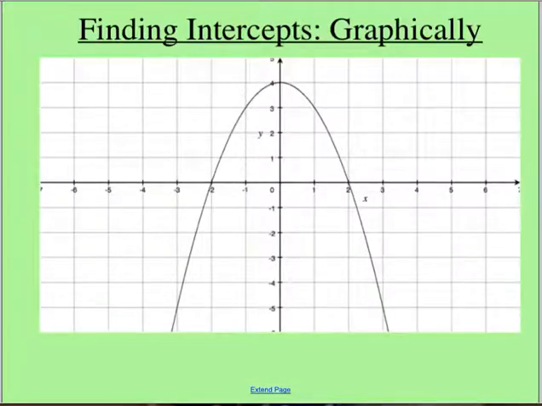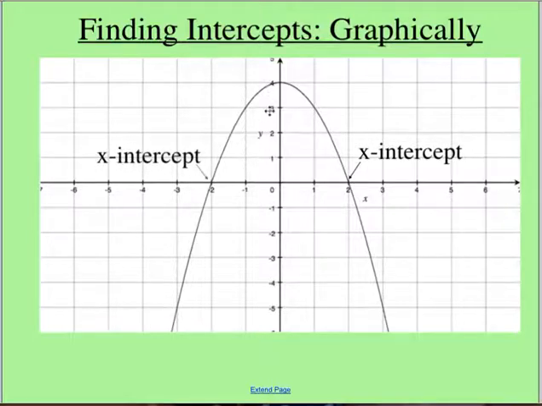So finding intercepts graphically is pretty self-explanatory. You want to go along the x-axis when you're trying to find your x-intercept. So we have an x-intercept here at (2, 0). This was the graph that you had earlier. And then we have another x-intercept at (-2, 0). So we have 2 in this case.